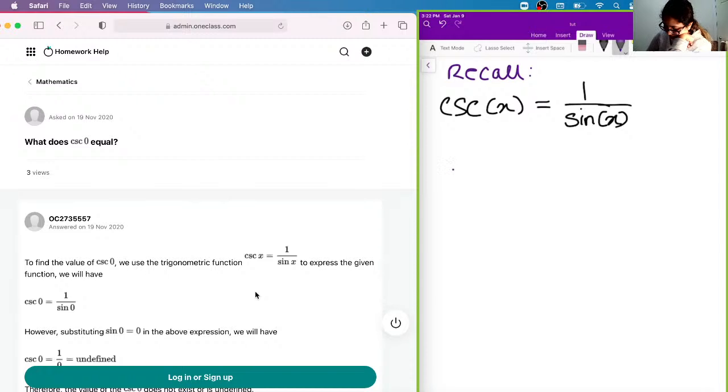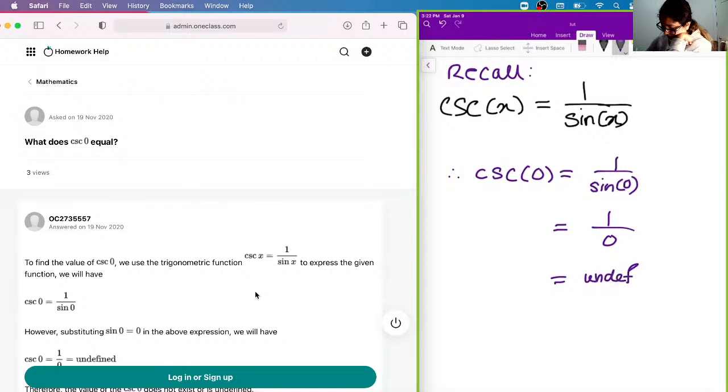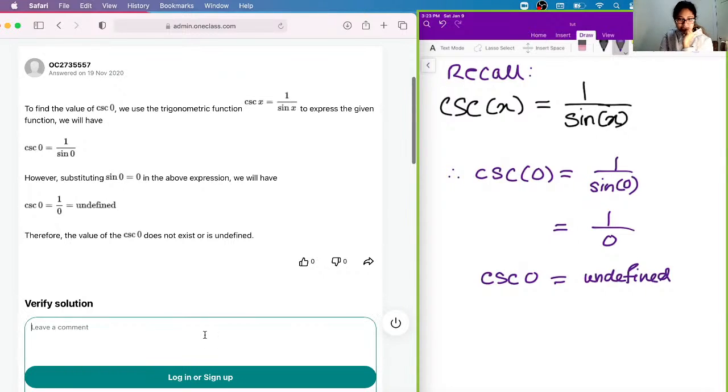So we get cosecant of 0 is equal to the reciprocal of sine of 0. And we know that sine of 0 is 0, so we have 1 over 0. This is basically 1 divided by 0, and anything divided by 0 is undefined. So we can say that cosecant of 0 does not exist.